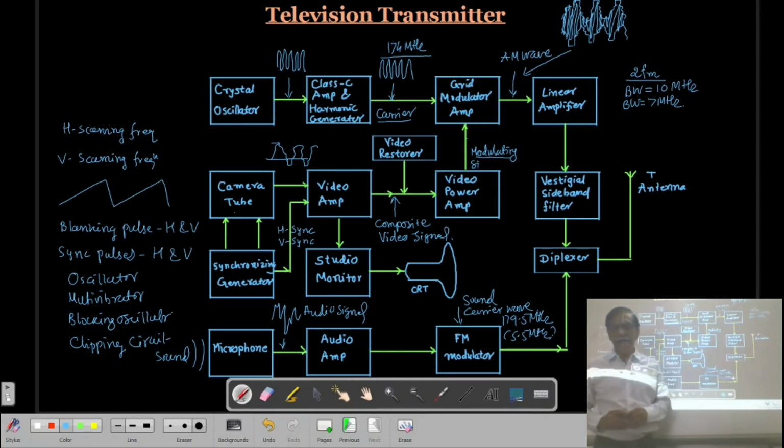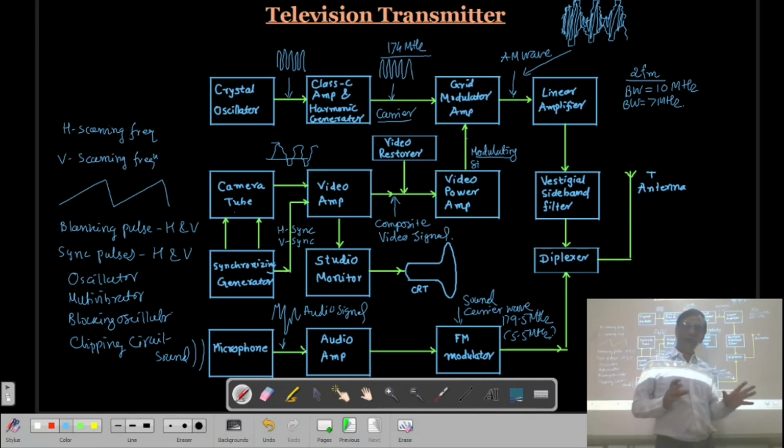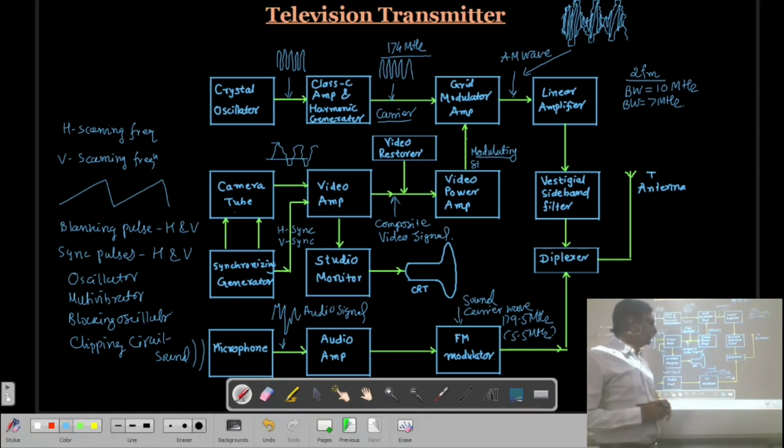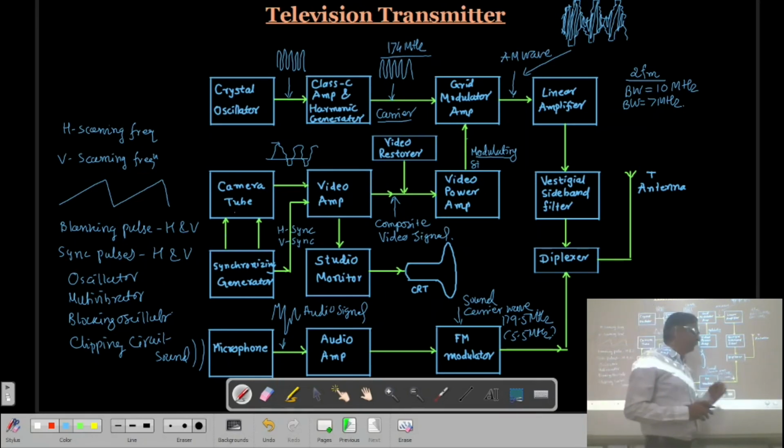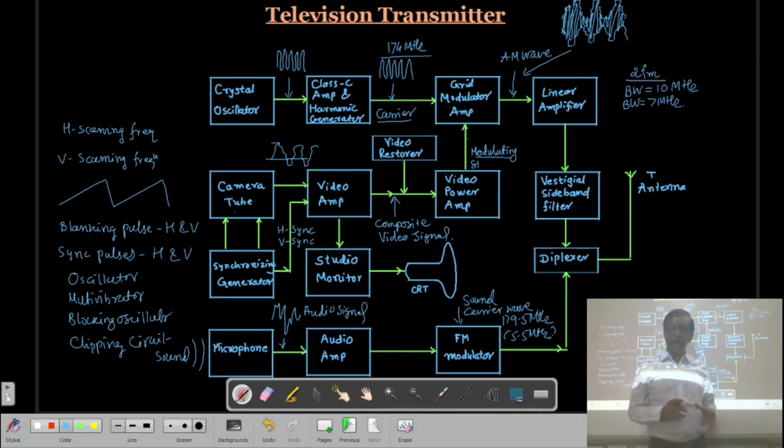After this frequency modulation, the signal is ready for transmission, and here it is given to a device which is known as a diplexer. Now, what is a diplexer? A diplexer is nothing but a kind of bridge arrangement, a balanced bridge. One input to this diplexer is my picture information, the video signal. Another input is the sound information. And for the transmission of both signals, we have a common transmitting antenna.